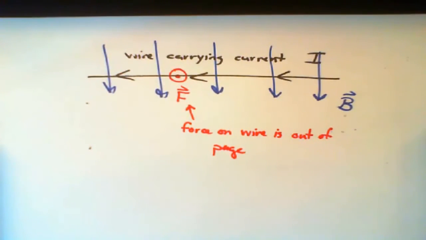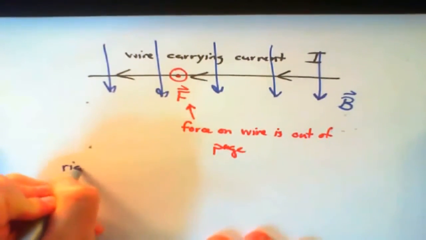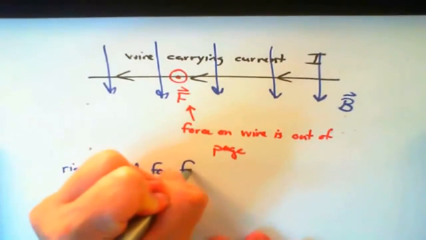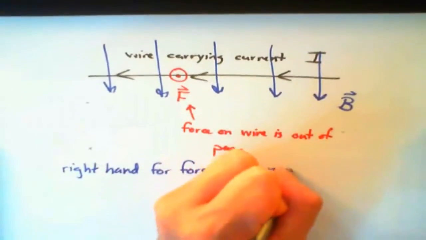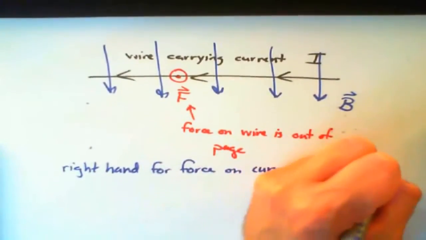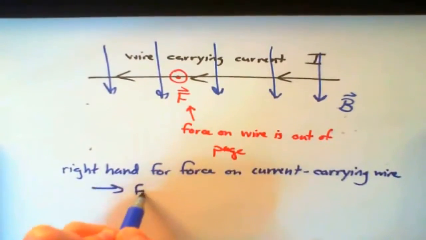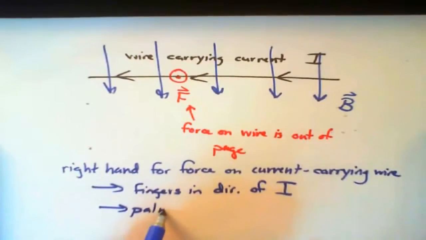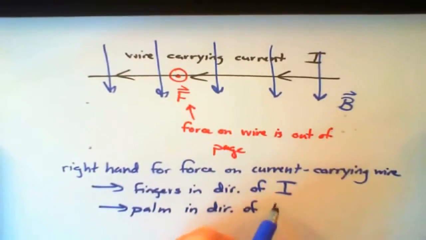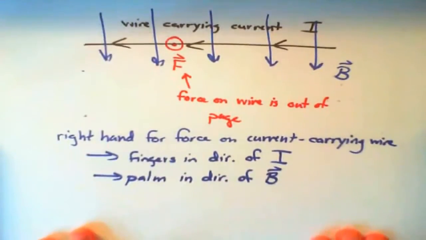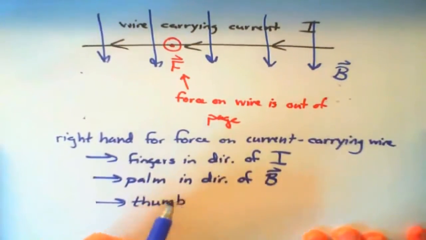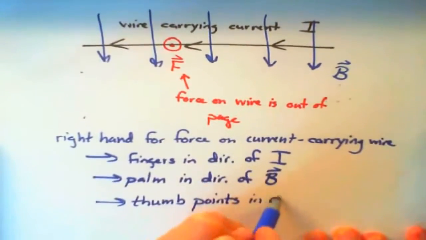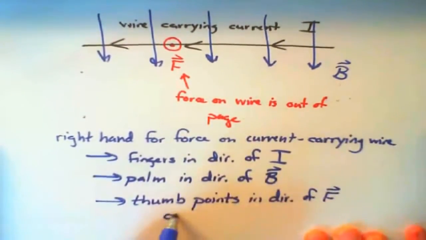Now, you might ask, well, what's the direction of the force? Well, we figure that out using another right-hand rule. And the way you do it is you point your fingers in the direction of whatever current you have. You point your palm in the direction of the magnetic field, and then your thumb tells you the direction of the force on the wire. So let's try a couple examples of that.